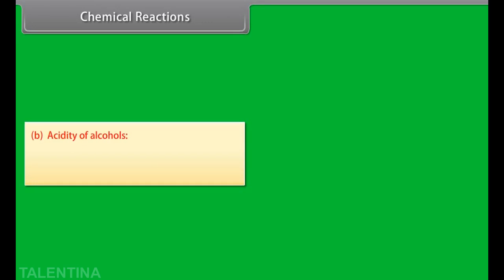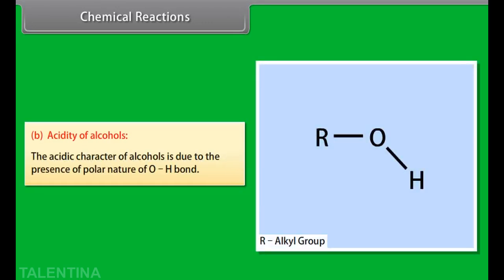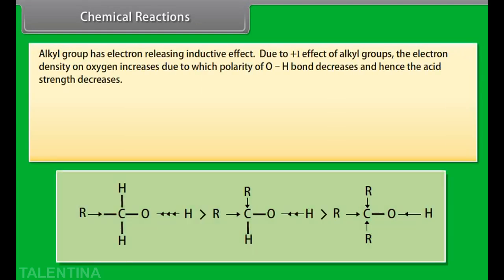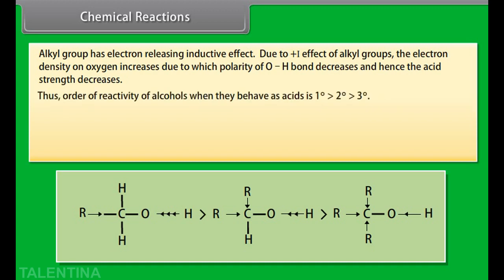Acidity of alcohols. The acidic character of alcohols is due to the polar nature of the O-H bond. Alkyl group has electron-releasing inductive effect. Due to +I effect of alkyl groups, the electron density on oxygen increases, due to which polarity of the O-H bond decreases, and hence the acid strength decreases. Thus, order of reactivity of alcohols when they behave as acids is primary alcohol followed by secondary and tertiary alcohol.